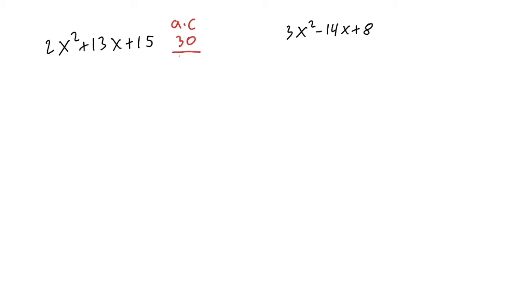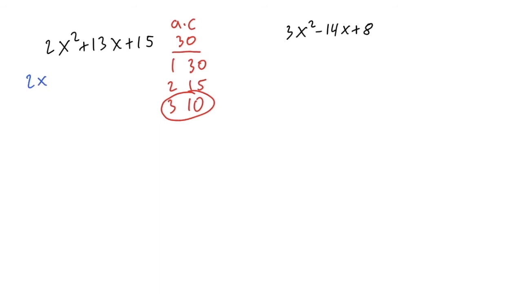So for 30, we have 1 times 30, 2 times 15, 3 times 10, and right there I see 3 plus 10 is 13, so this is the one that we're looking for. So now we rewrite this polynomial, and instead of factoring it, we have a few more steps to go. We have to rewrite it.